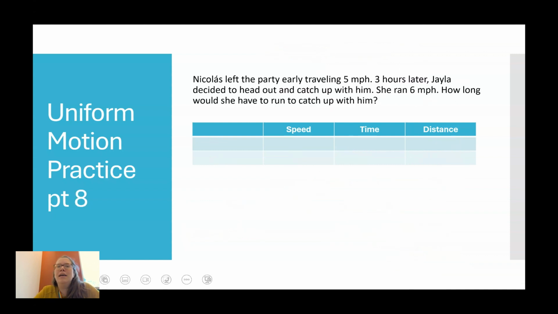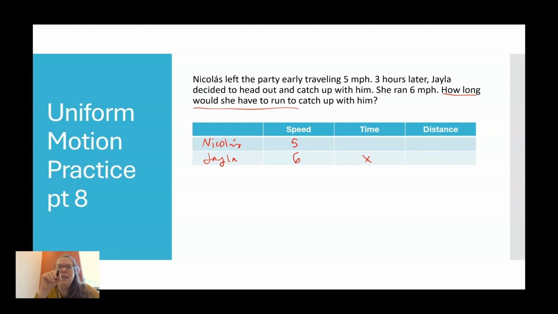All right. Nicholas left a party traveling 5 miles per hour. And 3 hours later, Jayla decides to go catch up with him. She's running 6 miles per hour. How long is she going to have to run to catch up with him? We're a little worried right now, there's a lot we're missing. Well, the thing we want to know is how long Jayla is running, right? So that's going to be my x.